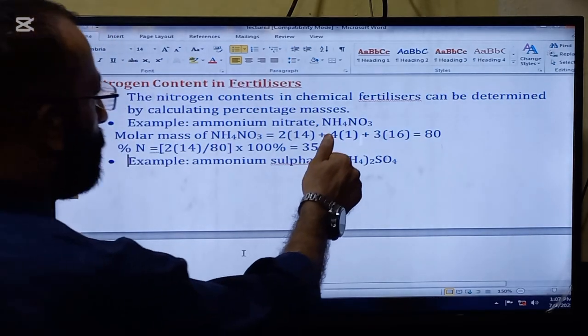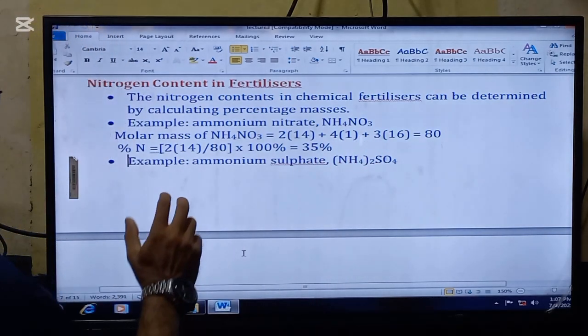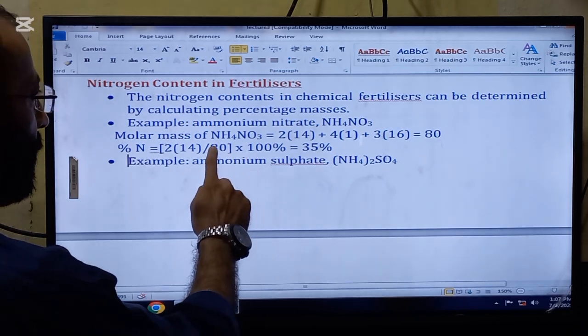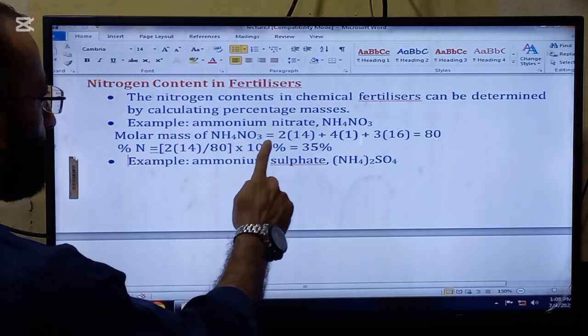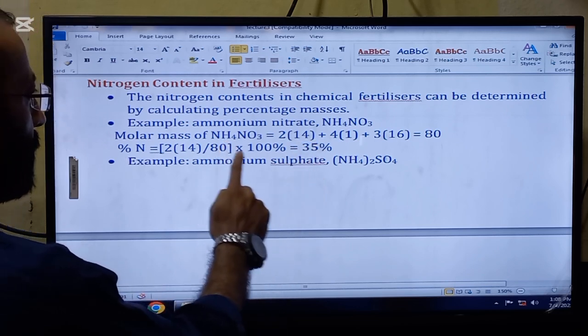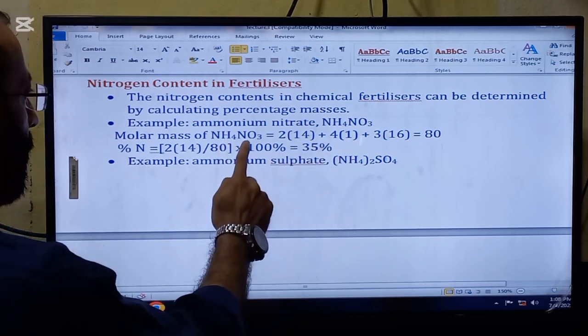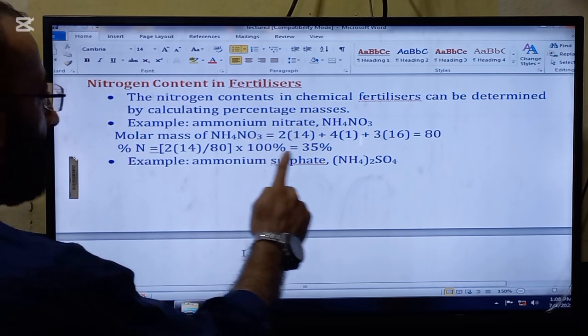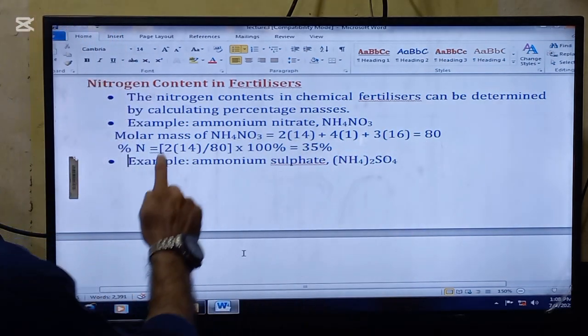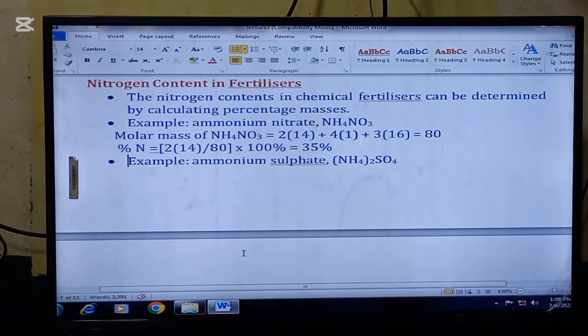For example, ammonium nitrate is given. First we will find the molar mass of ammonium nitrate. So there are 2 nitrogen atoms, so 2 into 14, plus 4 hydrogen atoms, so 4 into 1, and oxygen atoms are there 3, so 3 into 16. Solve it on the calculator. So 80 is the molar mass of ammonium nitrate.